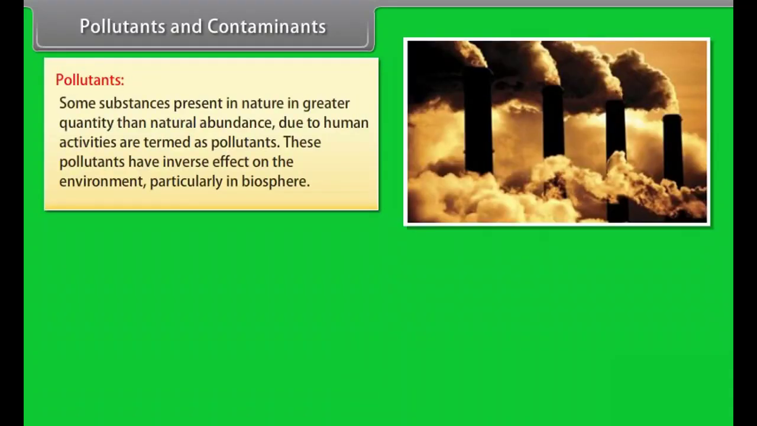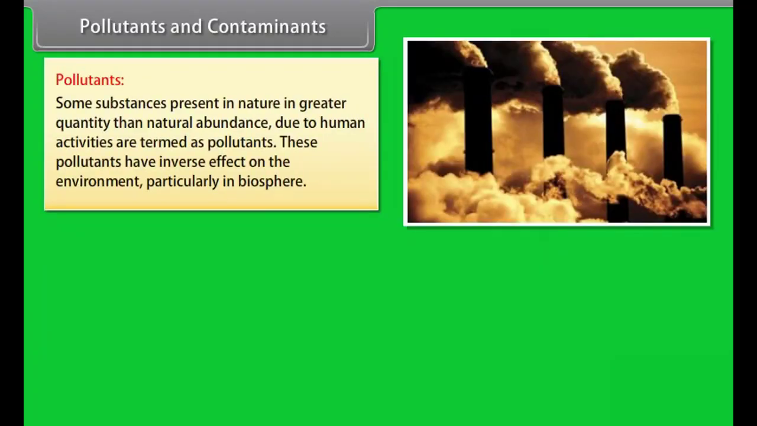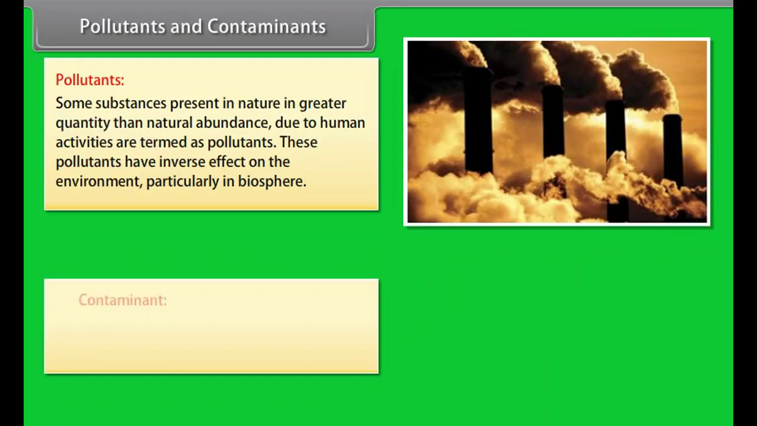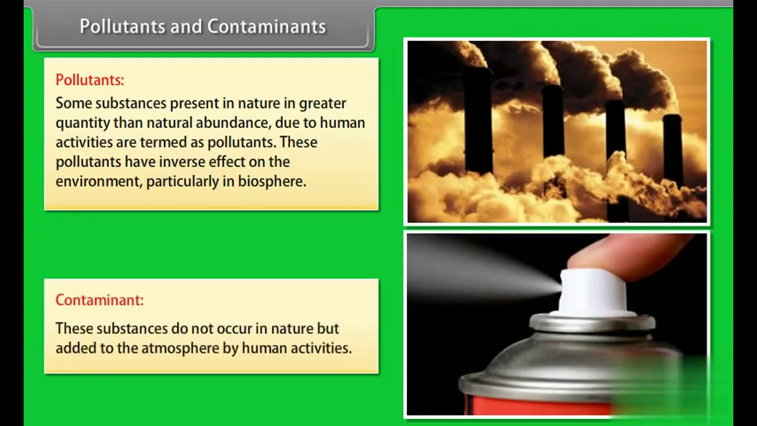Pollutants and contaminants. Pollutants: some substances present in nature in greater quantity than natural abundance due to human activities are termed as pollutants. These pollutants have adverse effects on the environment, particularly in the biosphere. For example, lead, mercury, carbon dioxide, etc. Contaminant: these substances do not occur in nature but are added to the atmosphere by human activities. For example, chlorine, chlorofluorocarbon, etc.